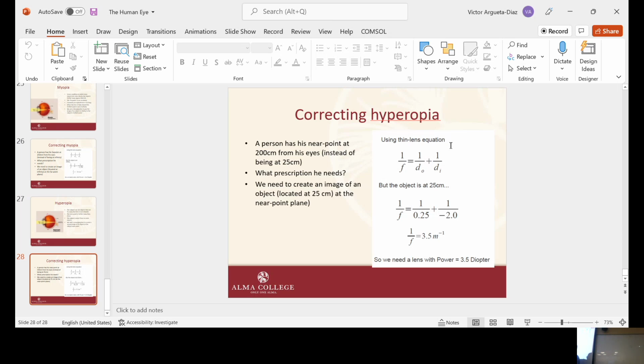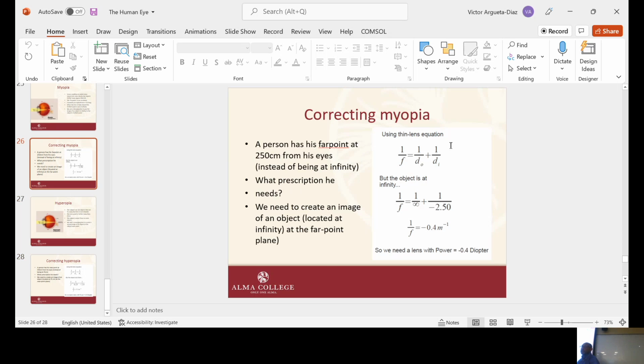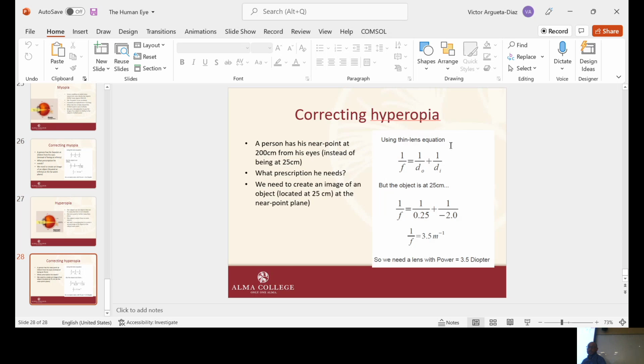Notice that in both cases, the image that you are creating is a virtual image. The image is in front of you, not behind your lenses. So we have a virtual image here, and a virtual image there too. It's always kind of weird to understand, but your glasses are creating virtual images. Every time we see something through glasses, we are looking at virtual images.